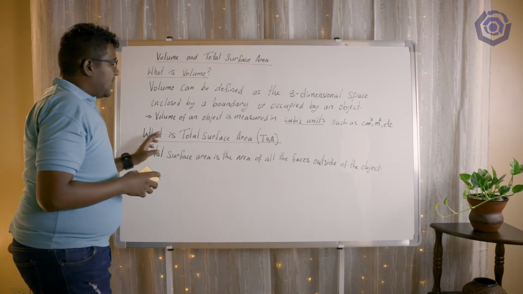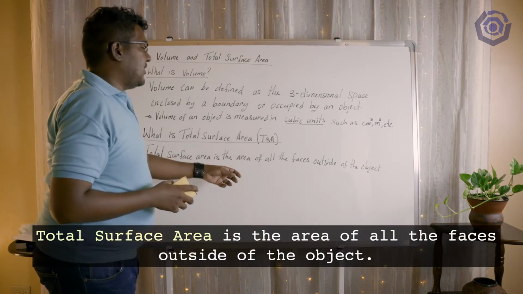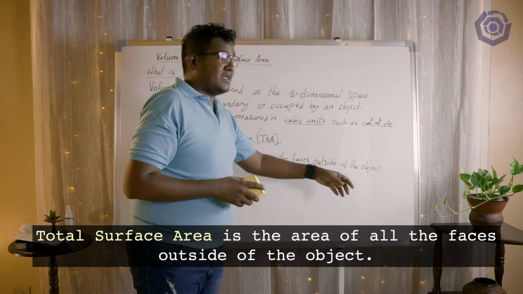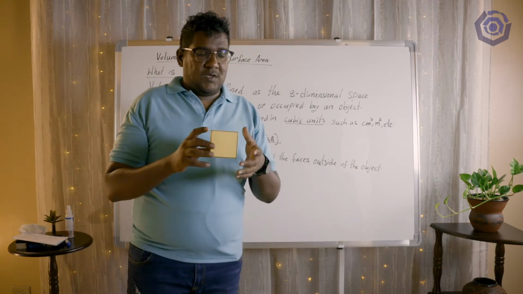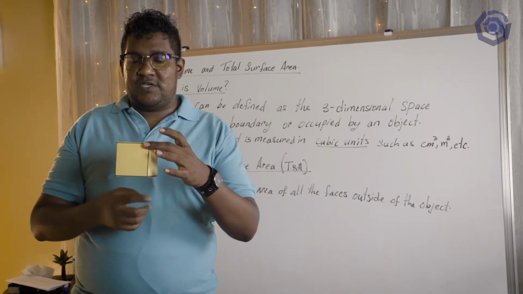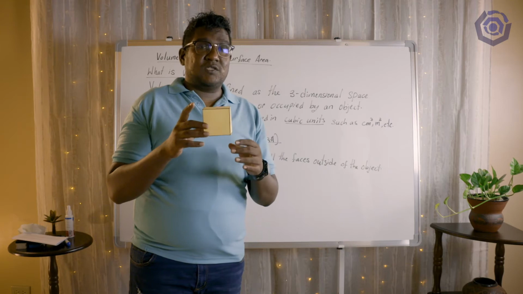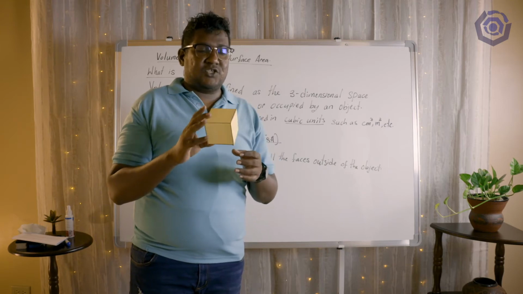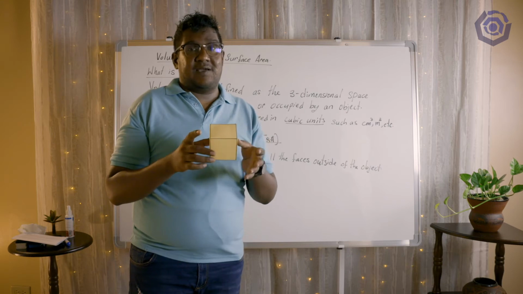The next one is, what is total surface area? Total surface area is the area of all the faces outside of the object. Again, if we look at the cube, we have 1, 2, 3, 4, 5, 6 faces. So to find the total surface area for this shape, we'd have to find the area of all 6 of our faces and then add them up.